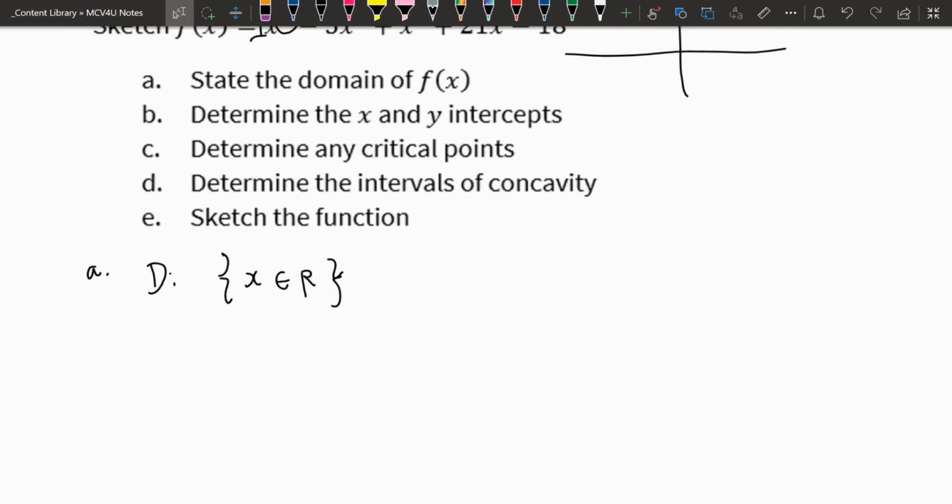All right. Part B, determine the x and y intercepts. This question will serve as some good review of some of our advanced functions concepts, such as the factor theorem, as well as polynomial division. I want to factor this polynomial in order to get the x intercepts. So let's do that.